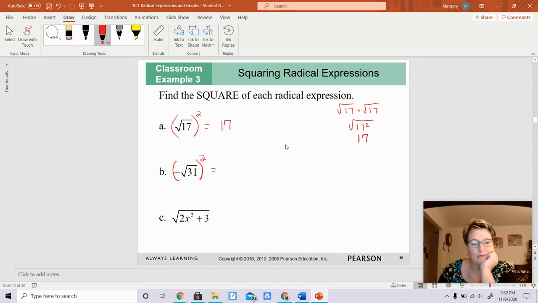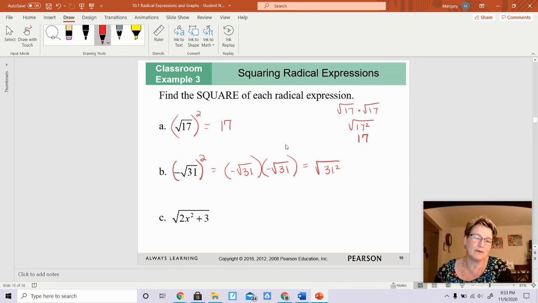radical, I would get a negative square root of 31 times a negative square root of 31. And a negative times a negative is a positive. And I would get the square root of 31 squared. By the way, the square root of 31, you can't simplify it. It also is prime. Now, the square root of 31 squared is just 31. That's it. So I took it that we're squaring these problems, okay?